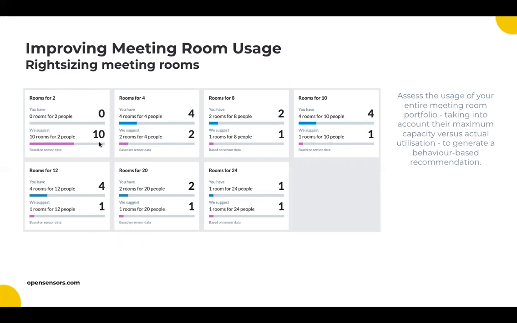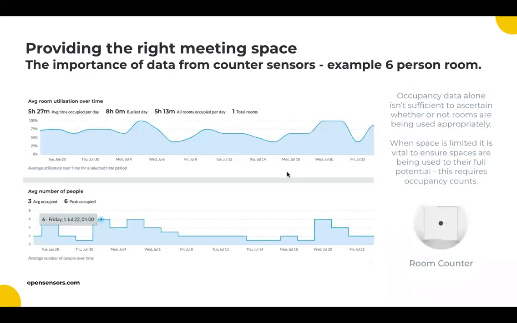That immediately suggests that some of these larger rooms are not being used effectively. They are probably having people doing their little one-to-ones in them. So they're in use, there is a need for the space, but the right spaces are currently not available. And the way that this calculator works is by using those counter sensors that we spoke about earlier. And the way that the data from these is presented is as such.